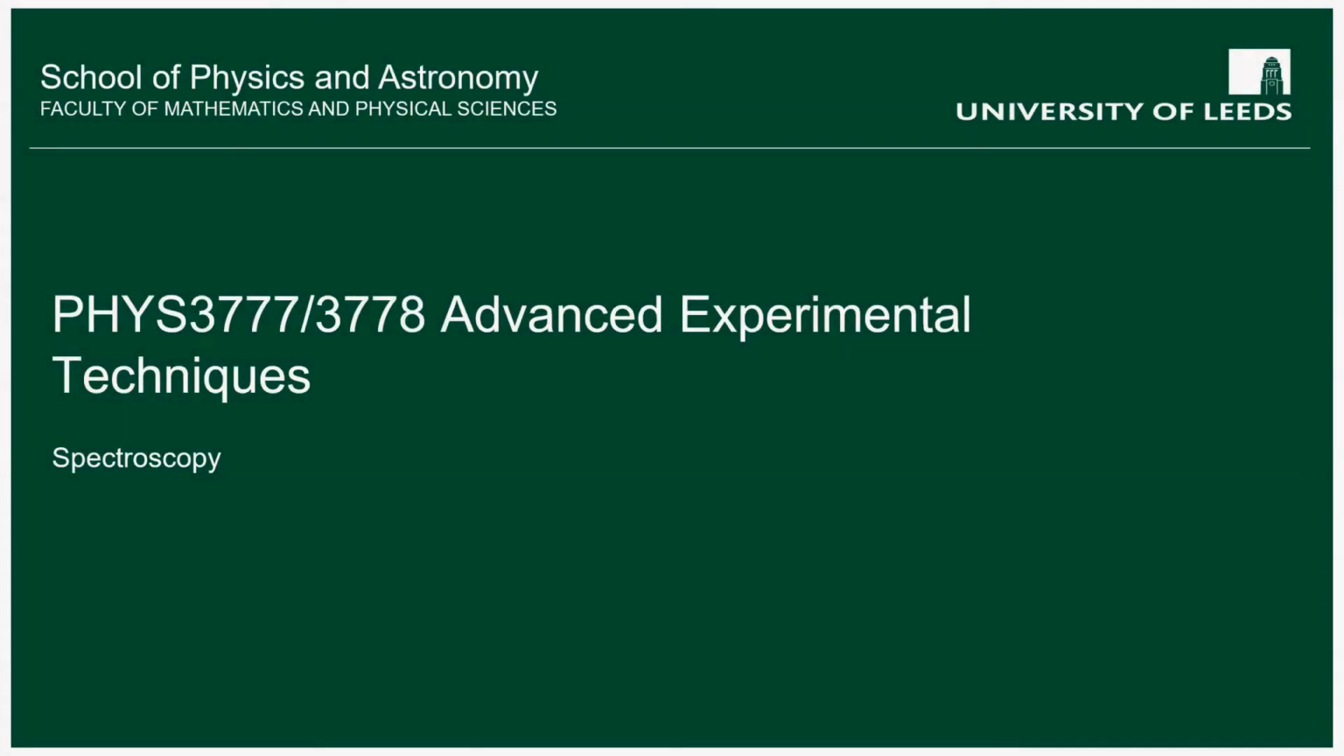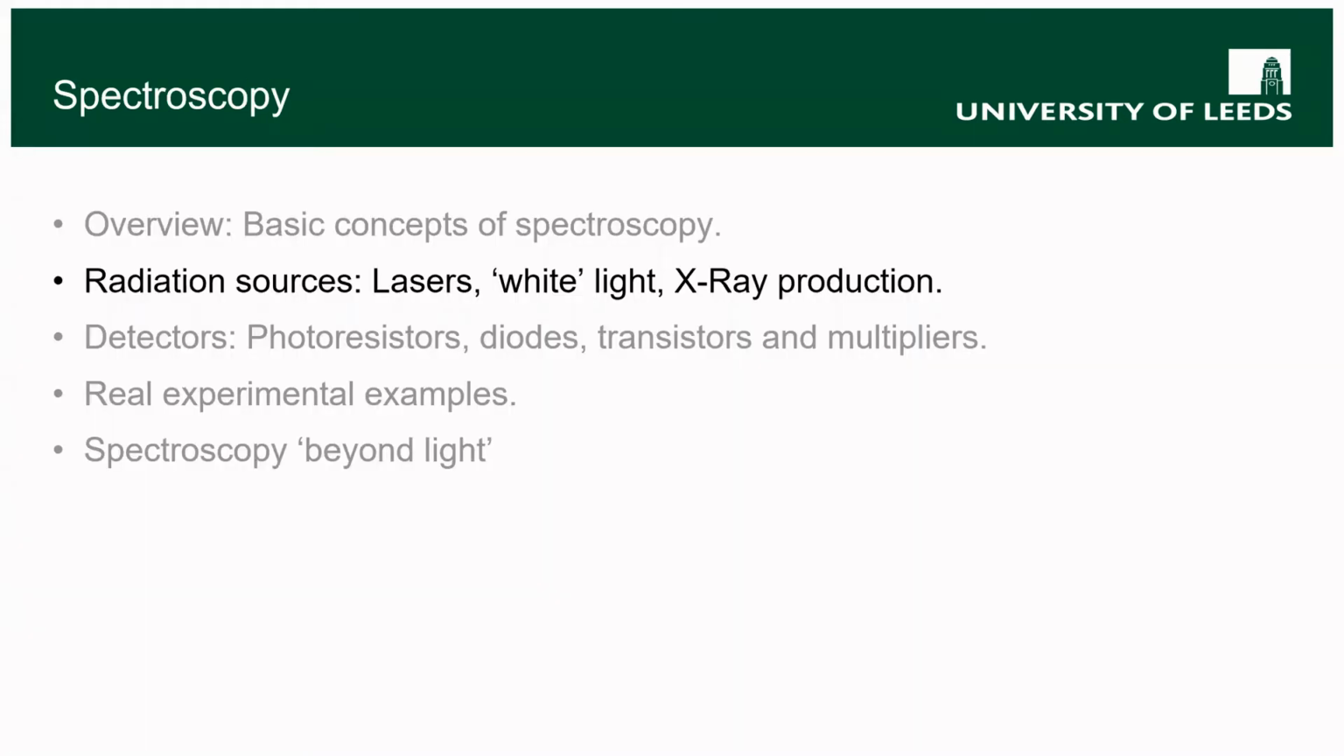So this part of the section of lectures on spectroscopy, we're going to focus on sources of radiation. In particular, we're going to look at optical sources and lasers, and I'll also mention a little bit about techniques that you can use to produce X-rays as being the most common sources of radiation that we use in spectroscopic experiments in day-to-day lab work.